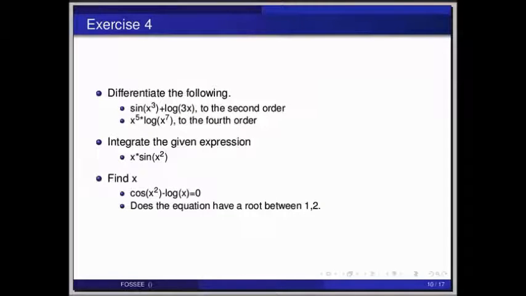Differentiate the following. First one, sin(x^2) * x^3 to the order 2 plus log(3x). Second one, x^5 * log(x^7) to the 4th order. Then integrate the given expression sin(x^2) plus exp(x^3). Then find x so that cos(x^2) - log(x) = 0. The equation has a root between 1 and 2.